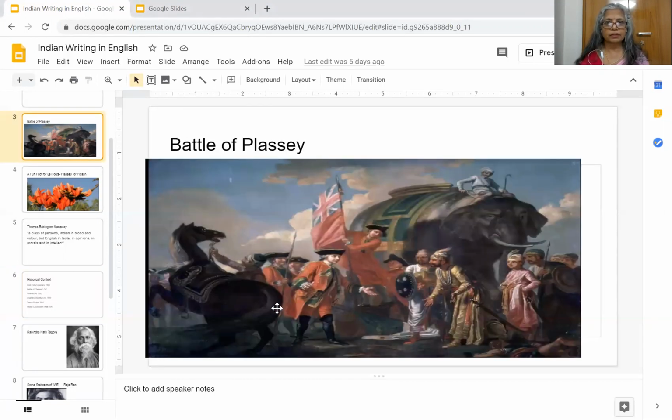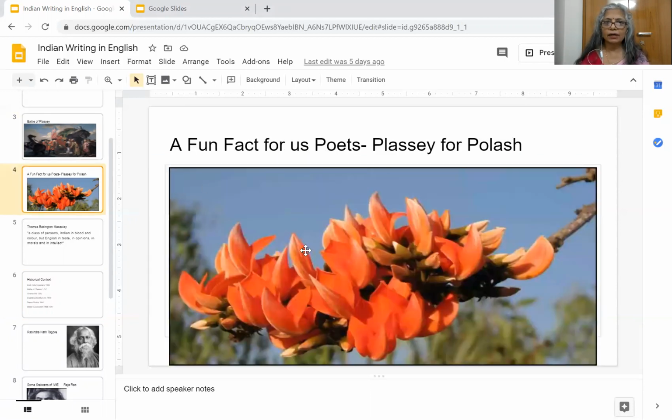This is the picture of the Battle of Plassey, and this is Robert Clive, Mir Jafar, and the name Plassey, which I find interesting because it is actually named after this flower called Polash. It is not actually Plassey. Plassey is the anglicized way of pronouncing a flower which was very abundantly found in that area where the battle was fought, which was Polash. It's a red, beautiful, parrot-beaked kind of flower.